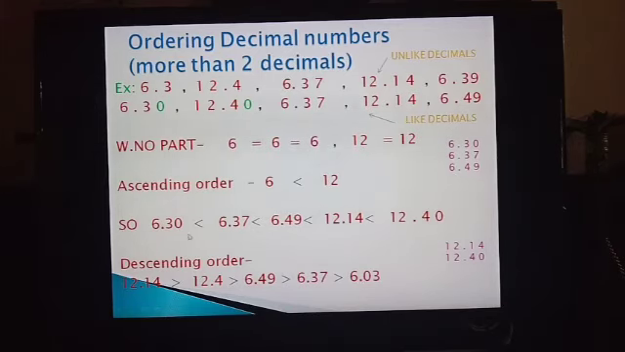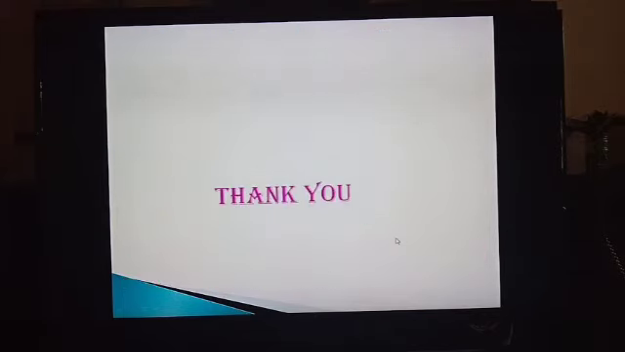So like this, we need to compare the decimal numbers having the same whole number part. Next we'll move to the decimals having whole number part 12. Between these two, which decimal comes first? See, again we need to follow the same thing. First step is over, second step is done, because here the whole number part is the same. Next we need to check the tenths place, this 1 and 4. So 1 is smaller than 4, so 12.14 comes first, next 12.40. Descending order is the reverse order of the ascending order. Thank you.